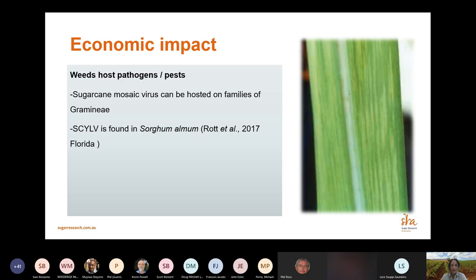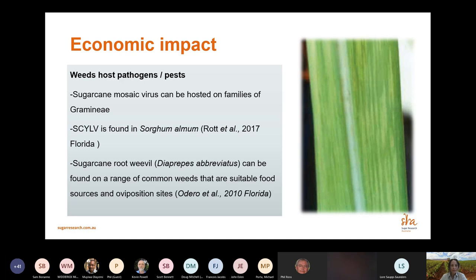They're going to carry out further study to determine the importance of these weeds as a reservoir for sugarcane infecting virus in Florida. Also in Florida, they found that sugarcane wood weevil can be found on a range of common weeds that are also suitable food sources and oviposition sites. In this case, weeds increase the sugarcane wood weevil infestation by hosting the pest. So there can be an impact from weeds as they can host pathogens and pests. It's just not studied in sugarcane in Australia.